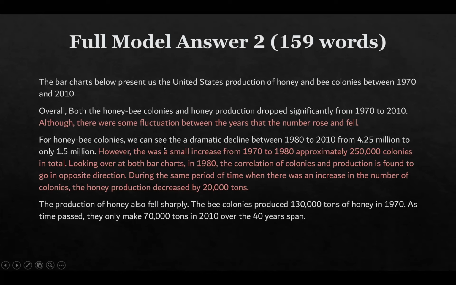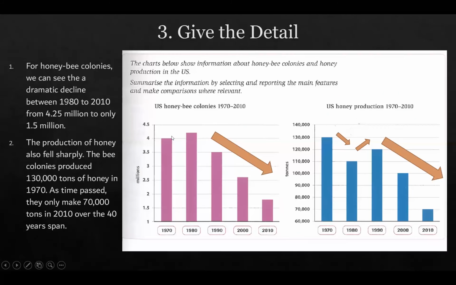Then for honeybee colony, we can see a dramatic decline between 1980 to 2010 from 4.25 million to only 1.5 million. However, there was a small increase from 1970 to 1980, approximately 250,000 colonies in total. So I'm talking about this detail. There's a little detail that I want to add.